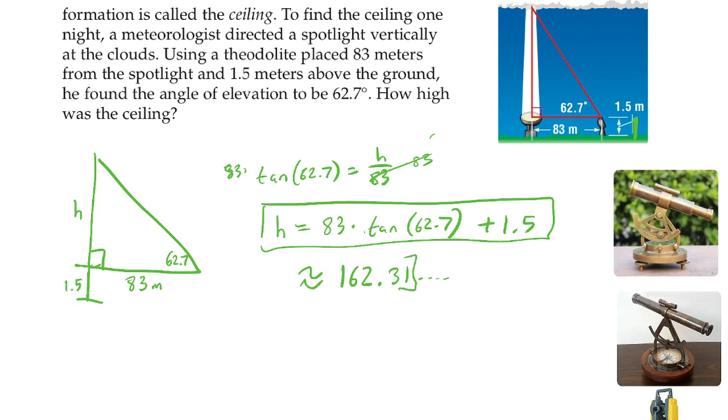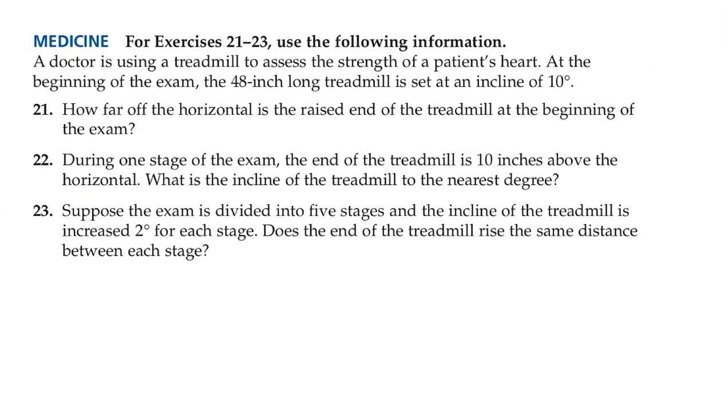And just to double check, if this was the 30, 60, 90 triangle, this should be about 83 root 3. So let's just do that really quick. 83 root 3, and then we just add 1.5. And so it should be about 145. It was a little bigger than 60 degrees, so it was a little bigger than 145. Great. That's just a way to double check your work at the end of a problem using those 30, 60, 90.